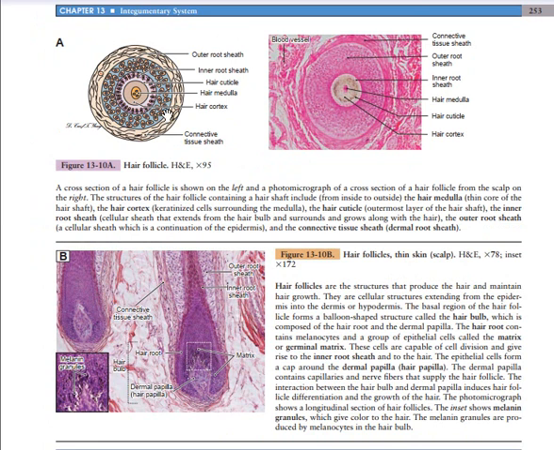The diagrammatic representation of a hair follicle shows that you have an outer root sheath, an inner root sheath, a hair cuticle, a hair medulla, and a hair cortex. So is it clear? So this is the histologic section. This is the hair medulla here. This is the hair cortex first. Then you have the hair cuticle.